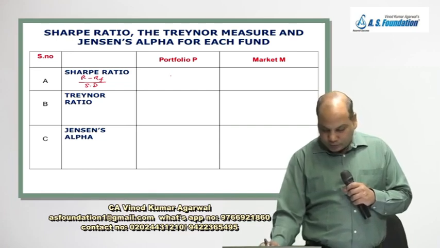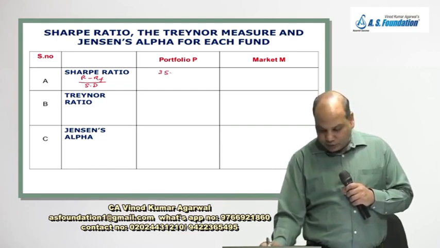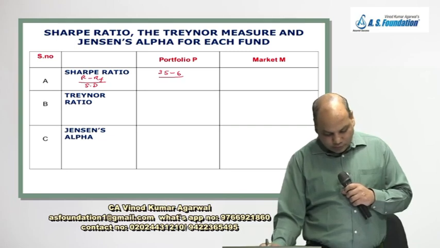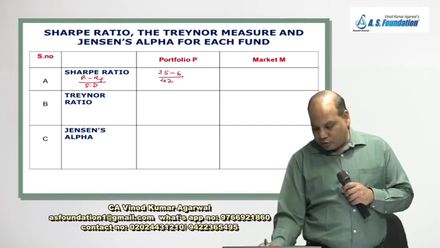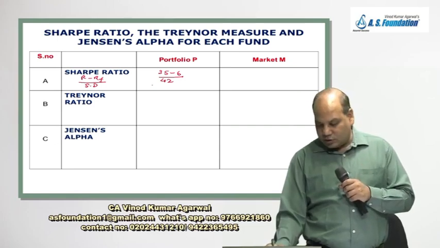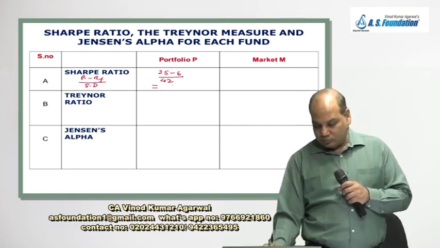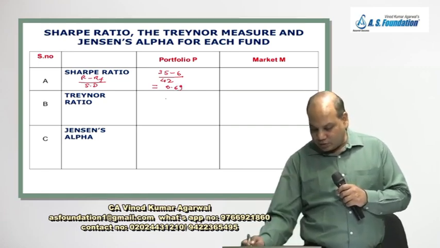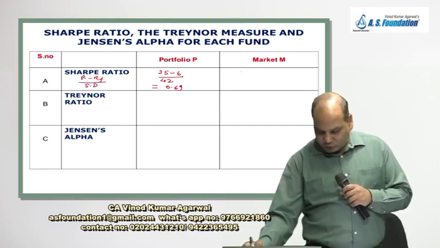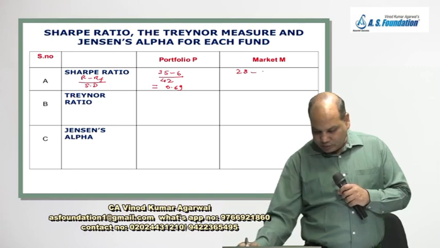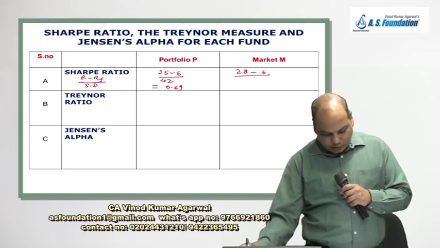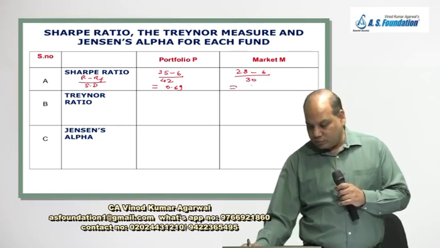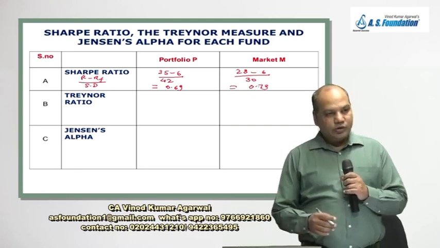What is the return of portfolio P? 35 minus risk-free return 6, divided by standard deviation 42. You may or may not multiply by 100. So what is the answer? 0.69. Only 0.69. Okay. For the market: 28 minus 6 divided by standard deviation 30 equals 0.73.